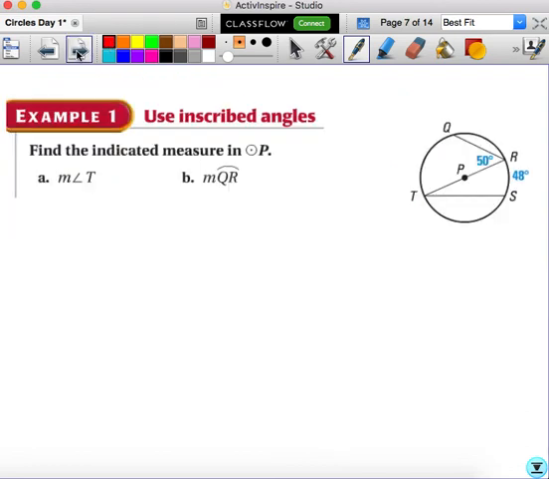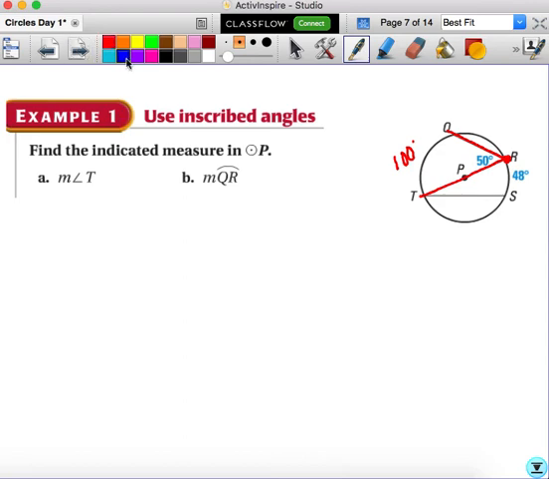Now we're going to move our vertex. Notice this 50 degrees has its vertex sitting on the circle. So now we're talking about what we call an inscribed angle, meaning our vertex is sitting on the edge. And our angle is always half the measure of its intercepted arc. So 50 is half of 100.